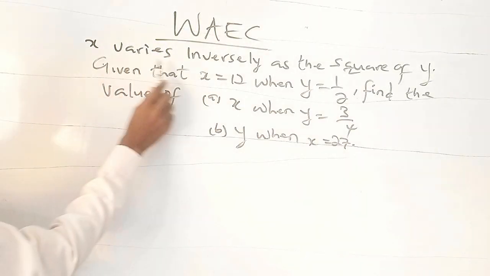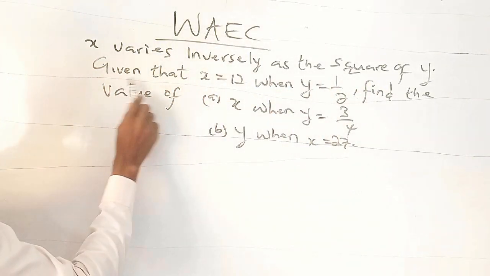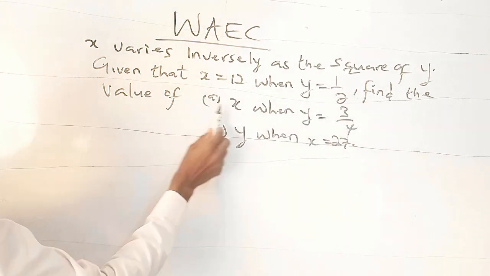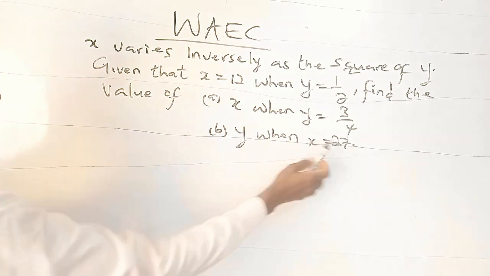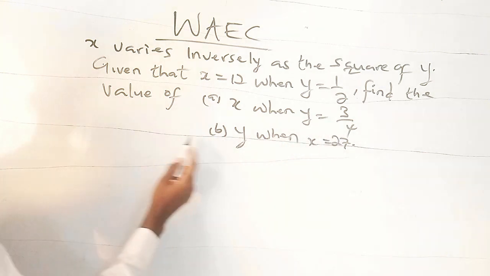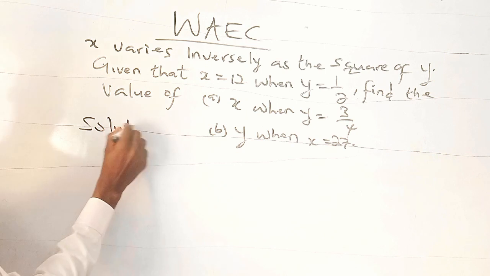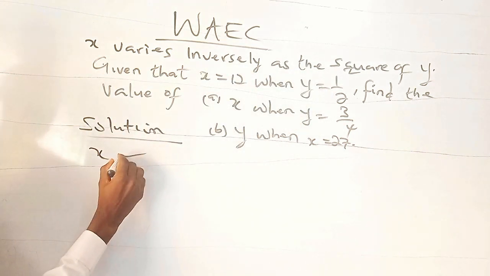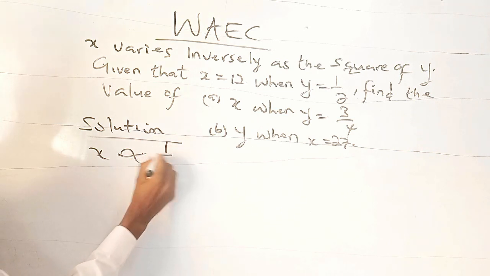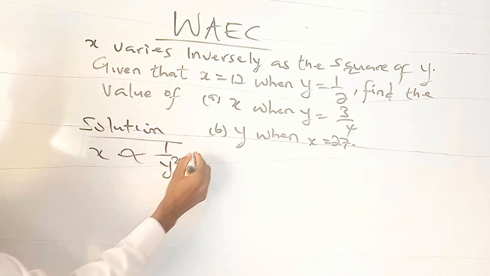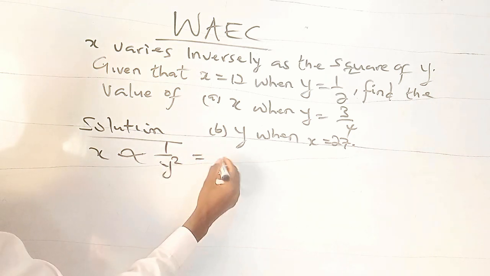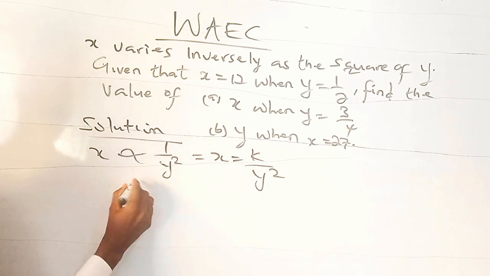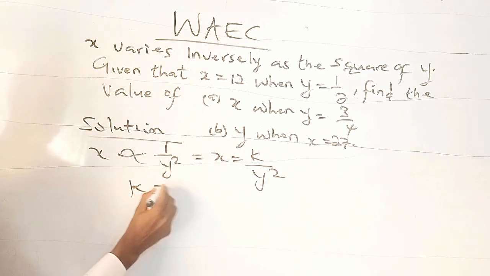17.5. If x varies inversely as the square of y, given that x is 12 when y equals half, find the value of x when y is 3 over 4, and y when x is 27. So the solution: x varies inversely as the square of y. Okay, so I can remove this by introducing a constant, that is x equals k over y squared. So I have to determine what my k stands for, which is my constant.